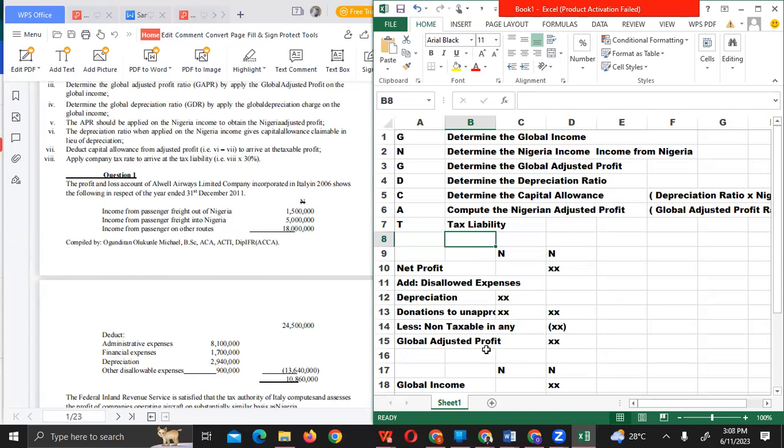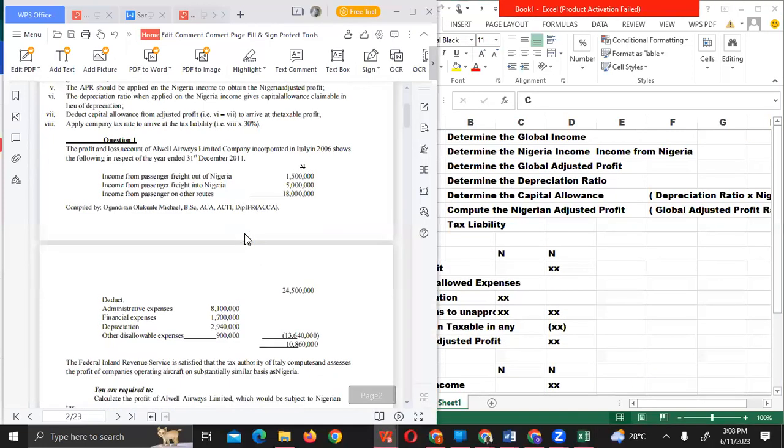All right. In the absence of any question, let's move straight to illustration one. Can you please read illustration one for me? Because reading together will make you understand the question and make us point out some basic facts.